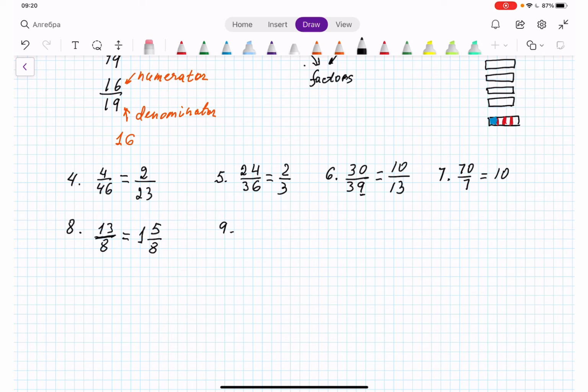38, okay, 38 over 7. Let's see, how many times will 38 be divided by 7? It's going to be 5 times, right? Because 5 times 7 is 35. Okay, 5 times 35, remainder is going to be 3. 38 minus 35 is 3. This remainder comes to the numerator and the denominator stays the same.